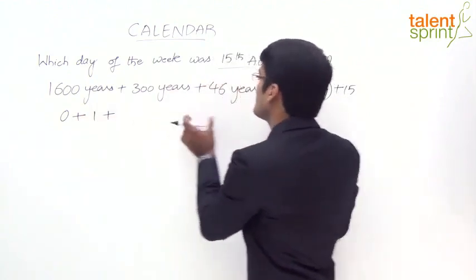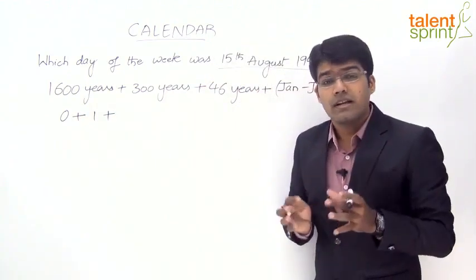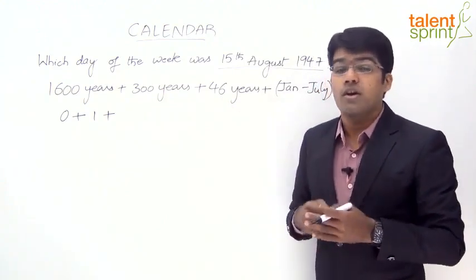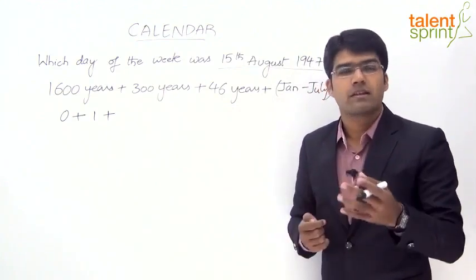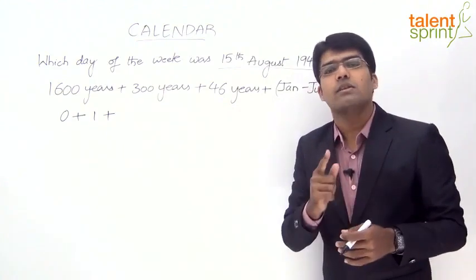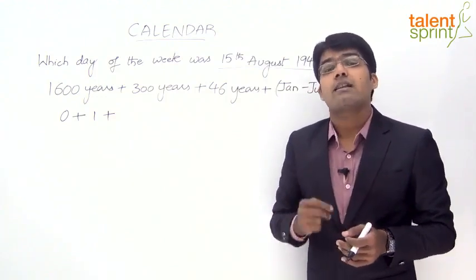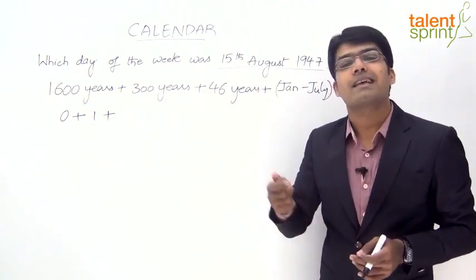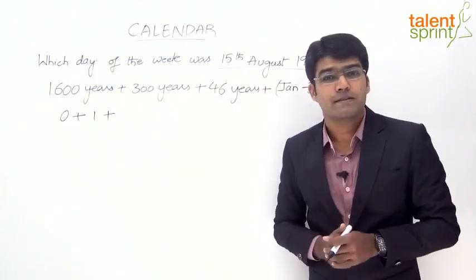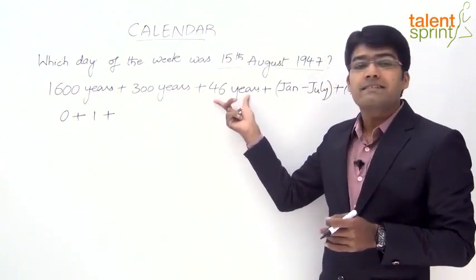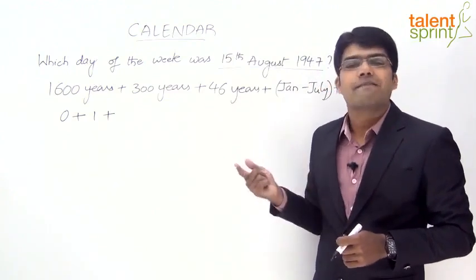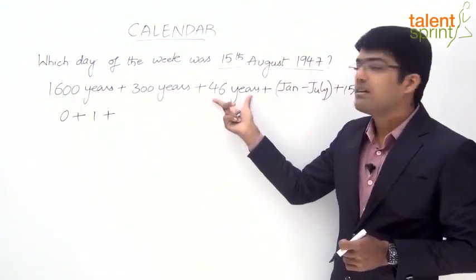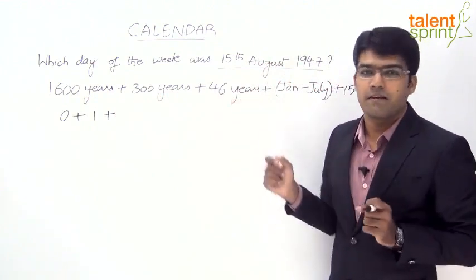Now comes the next term here, which is 46 years. When it comes to these 46 years, the number of odd days would depend on the number of ordinary years and leap years. We have understood that in every ordinary year there is only 1 odd day, whereas in a leap year there are 2 odd days. So what we need to do here is find out the number of leap years and ordinary years in these 46 years. And if you observe, these 46 years represent 1901 to 1946, right? Already we have finished 1600, then 1601 to 1900. Now comes 1901 to 1946, right?